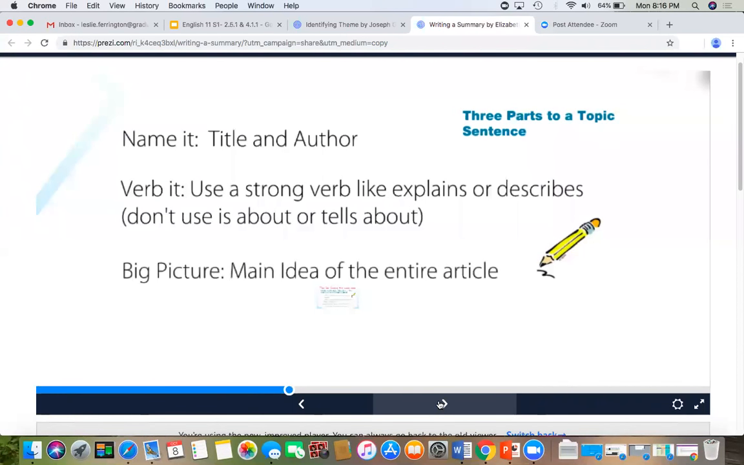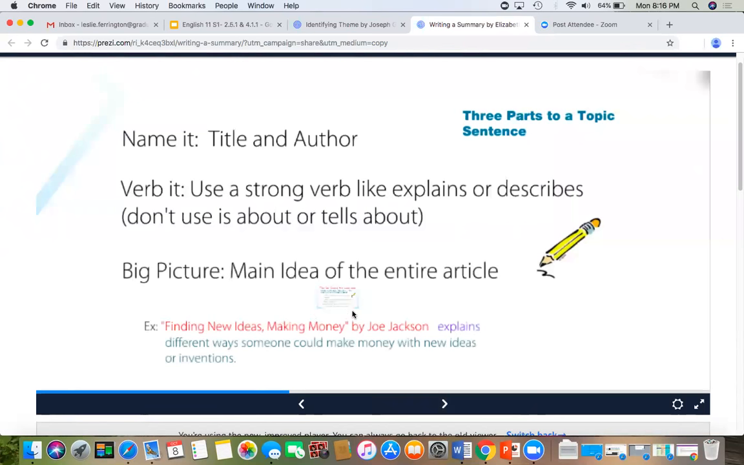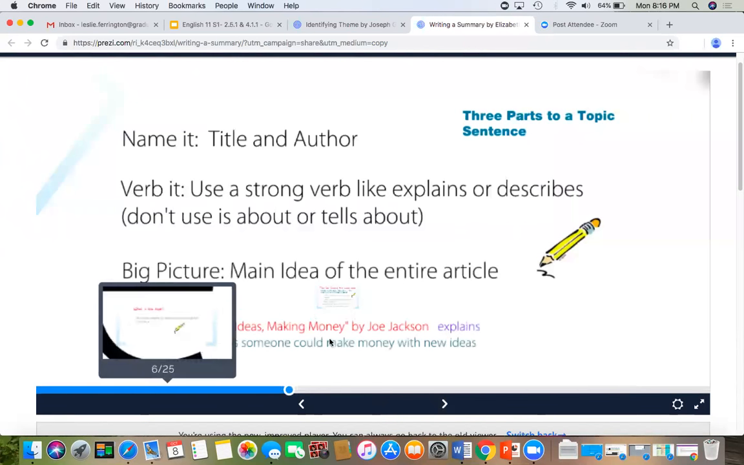And then the big picture. What is the main idea of the entire article? So, for example, Finding New Ideas, Making Money by Joe Jackson explains different ways someone could make money with new ideas or inventions. So the red part is the name it, the purple part is the verb, and the big picture is this green part.